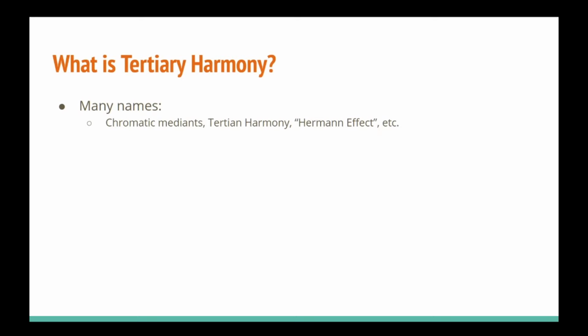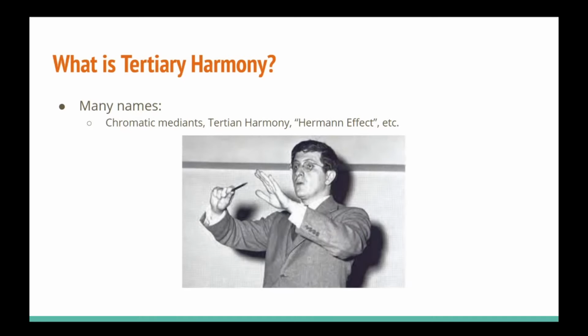You might be more familiar with the term chromatic medians. Or, if you're a film music nerd, you may have heard of the Herrmann effect, named after the legendary composer Bernard Herrmann, who is often credited as the reason why this type of harmony is so popular and emblematic of film music in the first place. But none of this actually answers the question of what is tertiary harmony.